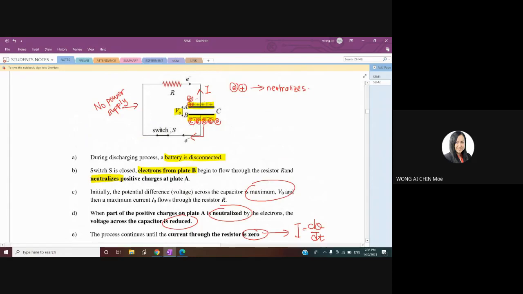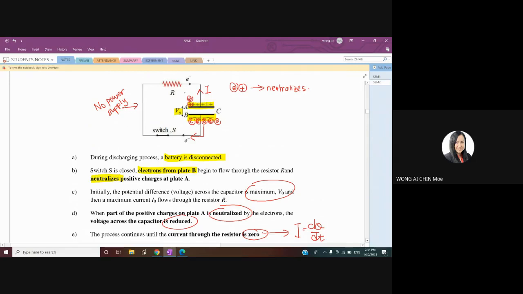But slowly, when plate A is almost fully neutralized, almost fully discharged, the charge flowing to plate A will slowly decrease. Then the speed will slowly decrease, until there's no extra charge and no more charges flowing from plate B to A, where it is fully discharged, fully neutralized. So at that moment there's no charge flowing.